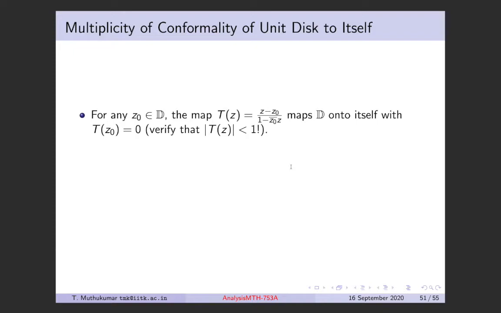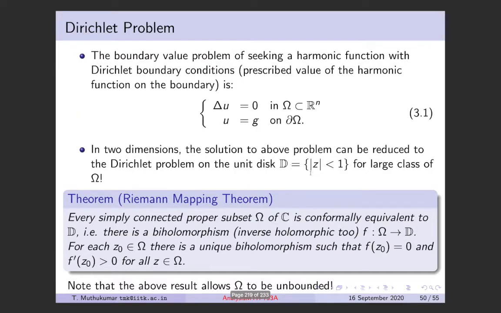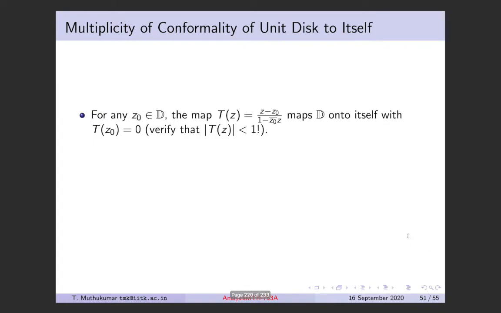Because for instance, suppose there is one biholomorphism from omega to D, and there is another biholomorphism from D to D, that is, unit disk to itself, then the composition will give you a new biholomorphism from omega to D, right? So the multiplicity of biholomorphisms from omega to D depends on the multiplicity of biholomorphisms from D to D, from unit disk to unit disk. So that's what I'm explaining here.